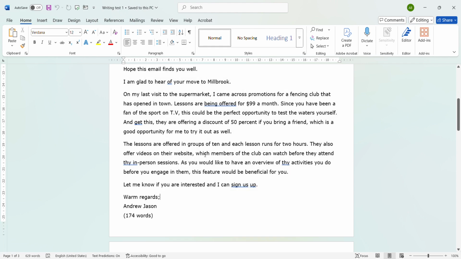And throughout the example, I have depicted my lexical resource and grammatical range and accuracy as well by using phrases such as test the waters and get this. For example, since this is an informal letter I'm writing to my friend, this phrase and get this, they are offering a discount of 50% emphasizes the informal tone of the letter.